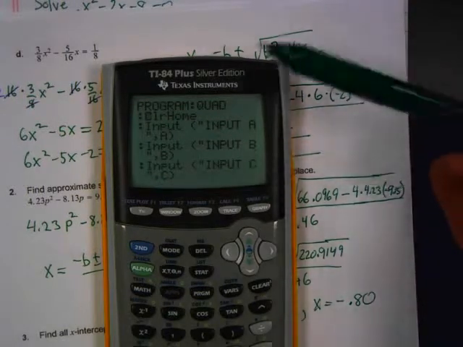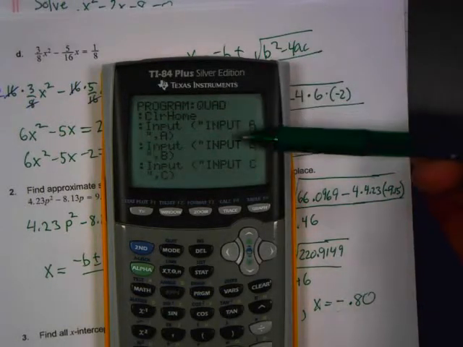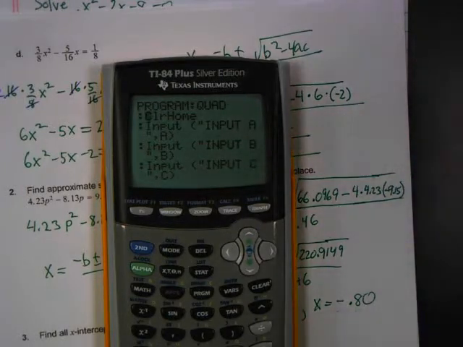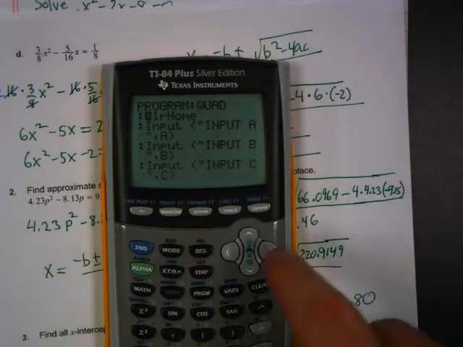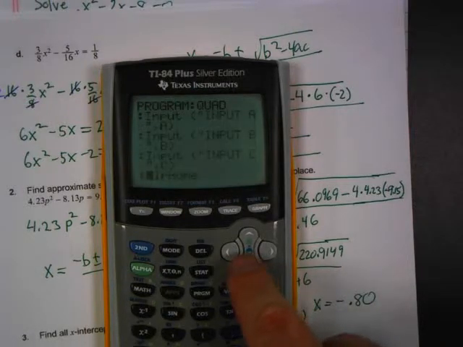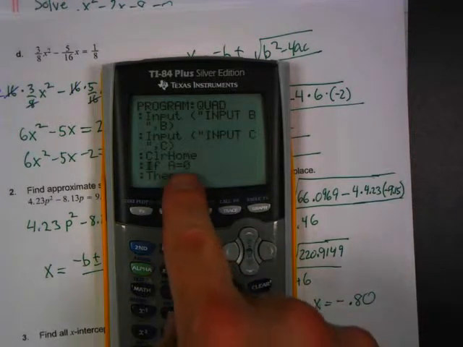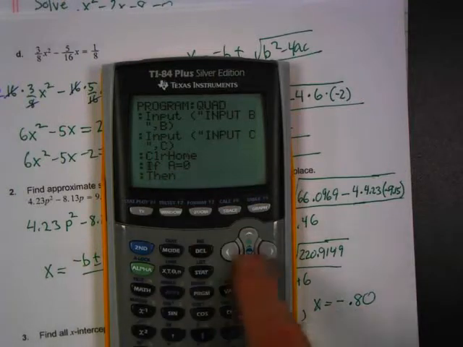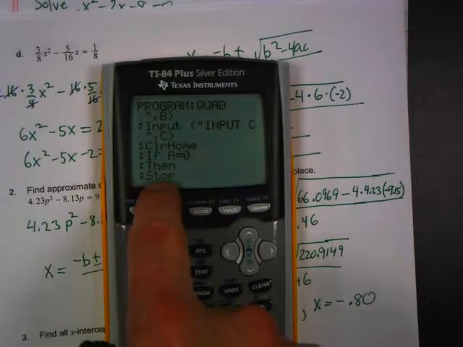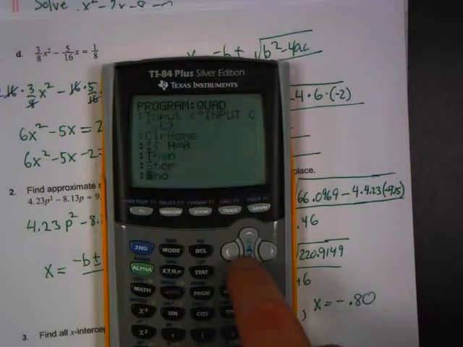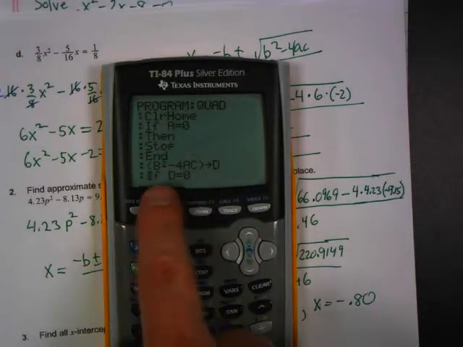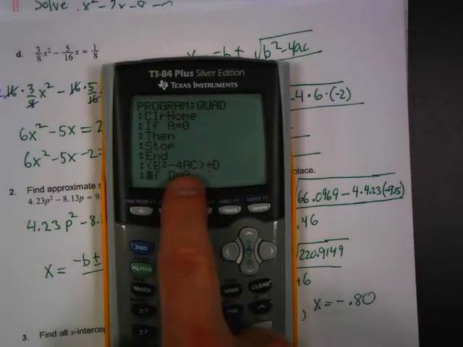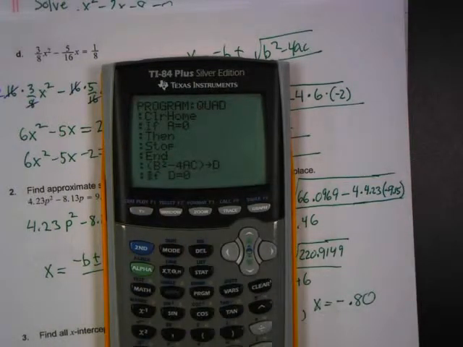Then the calculator says input A, input B, input C, which is telling the person to type in the A number, the B number, and the C number. Then I told the calculator, what if somebody's trying to trick me and they plug in A equals 0? Can A be 0? No. So if A is 0, the calculator just stops. It says you can't do that, don't try to trick me. Then, if A is not 0, it computes B squared minus 4AC. It figures out the stuff that's underneath the square root.